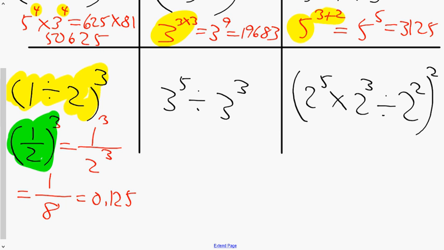And the fifth question is division of two powers that have the same base. Your law states keep your base, and subtract your exponents. And you get 3 to the exponent of 9.